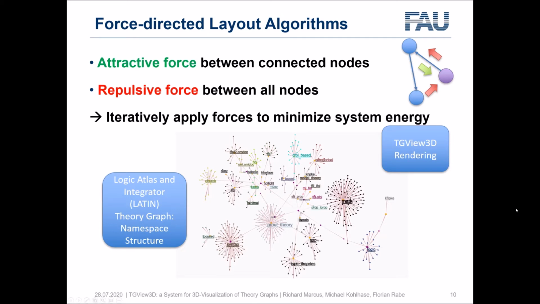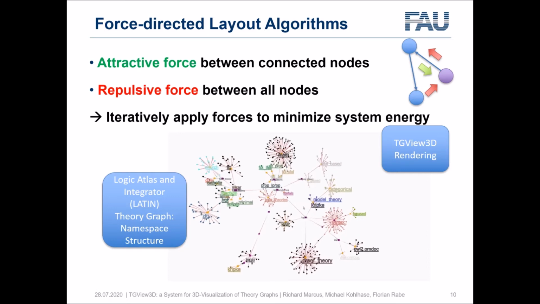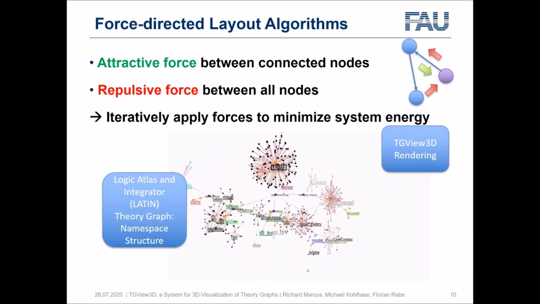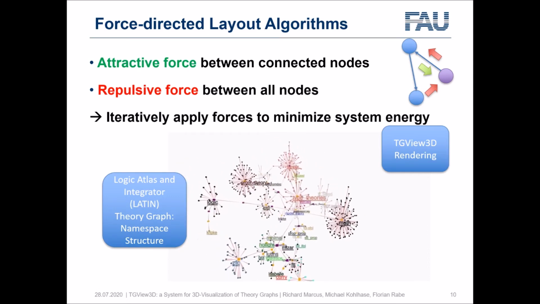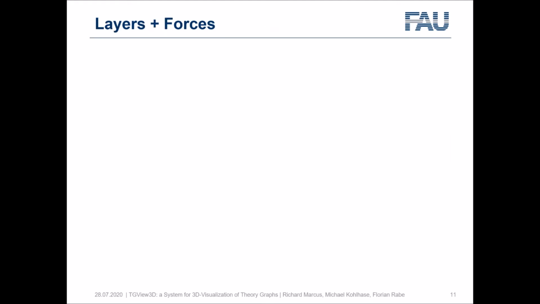This is the Latin theory graph, and this is already a rendering from TGView, showing only the namespace structure of the Latin library. Moving to 3D, we see better distribution, but not really a semantic difference yet.